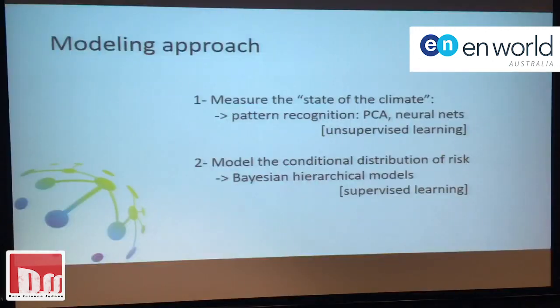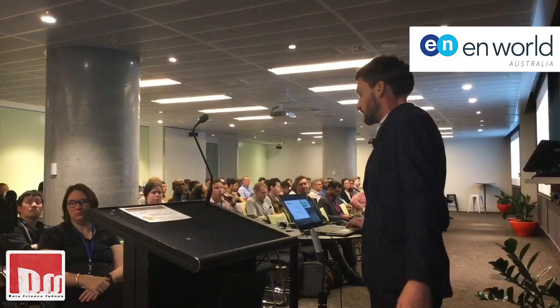The approach we're using is a two-step, and it illustrates a little bit how we've introduced machine learning to the process. The first step I'll be talking about is measuring the state of the climate. This is very much using methods from the field of pattern recognition. We started with principal components, but I'll be talking about neural networks today. And that's the unsupervised learning bit. We're just trying to extract patterns from the data we have. The second aspect is the supervised learning aspect: with these patterns extracted, how do we link that to the actual tropical cyclone activity? So these are the two main angles to the talk today.